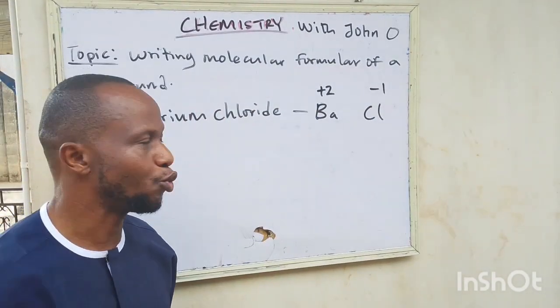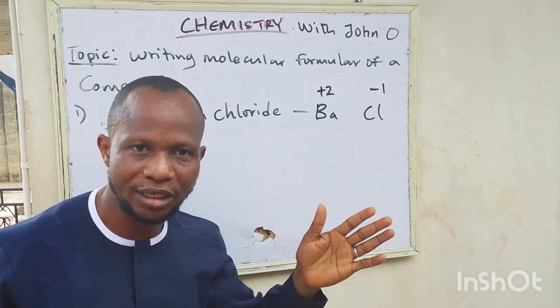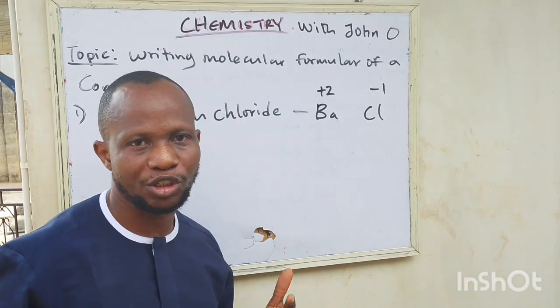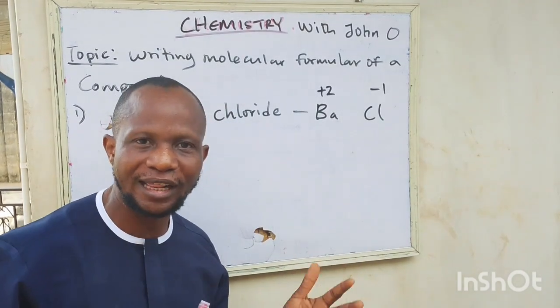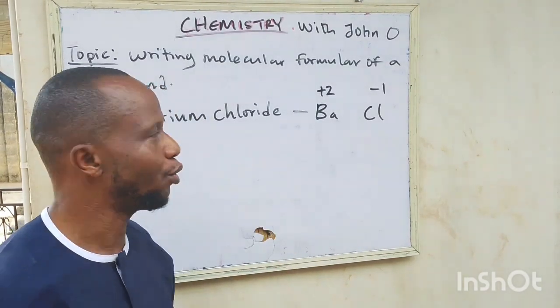In the next episode, we might be looking at how you know the oxidation number of an element. When you see one, how do you find out the oxidation number of an element? We'll be looking at that in the next episode of Chemistry with John O.